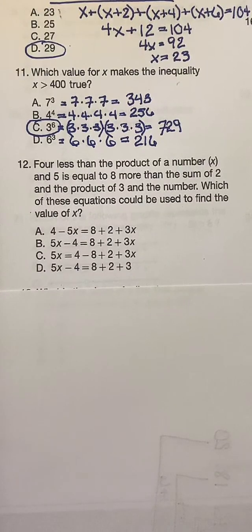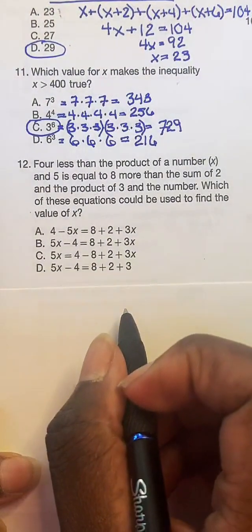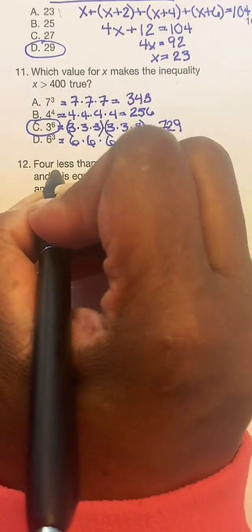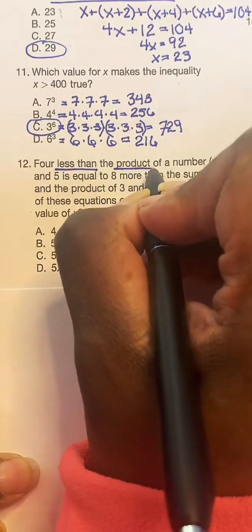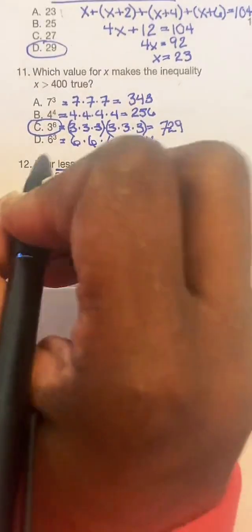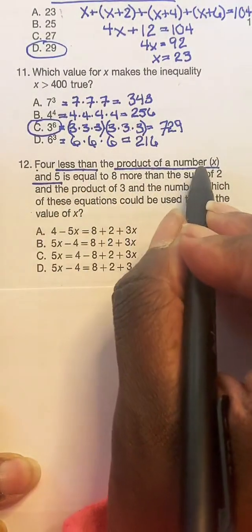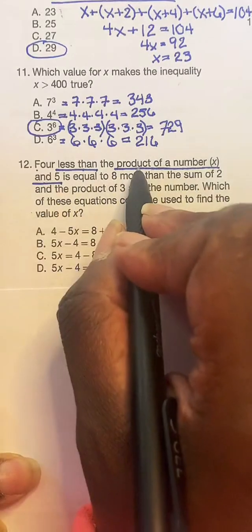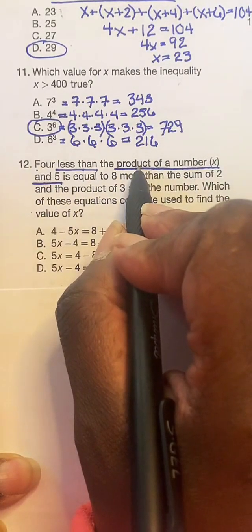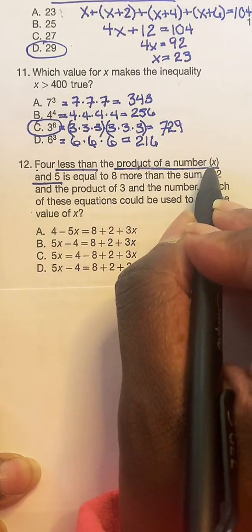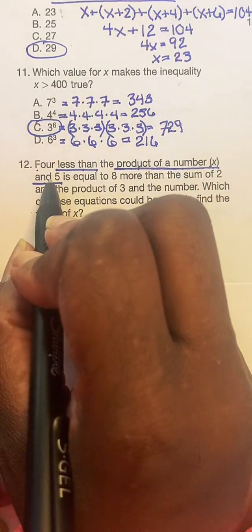Okay, you're saying A is the final answer? Well, let's take a look. Let's break it down step by step. So it says 4 less than the product of. So first, we got less than, that's happening. We got product. And anytime they say product of, that means 2 things are being involved. So if we're saying 4 less than the product of the number and 5, product means multiplication. So that means the number x and 5 are being multiplied together.